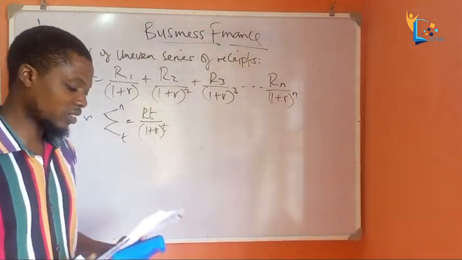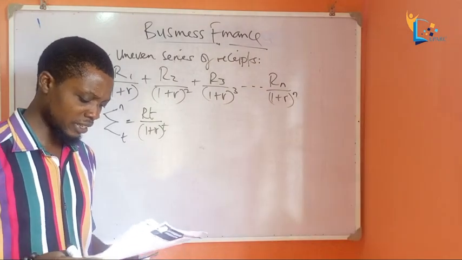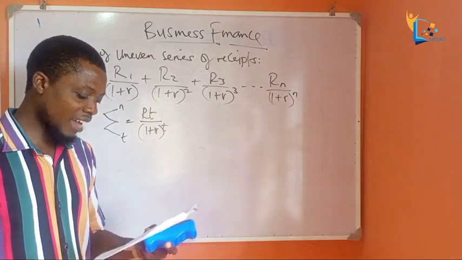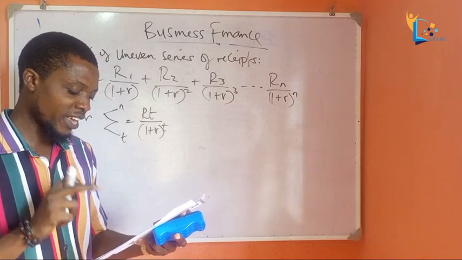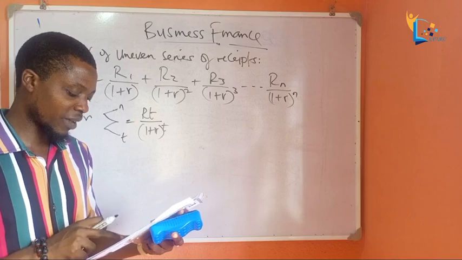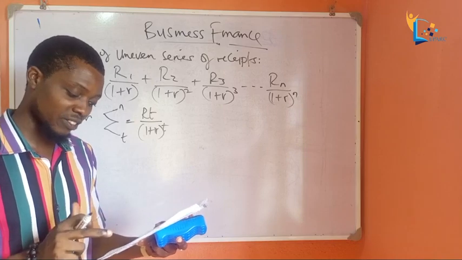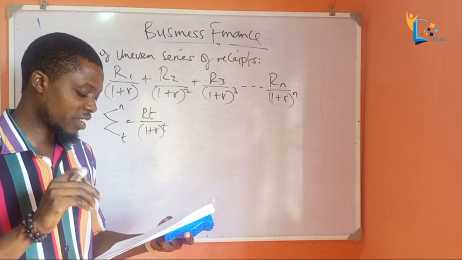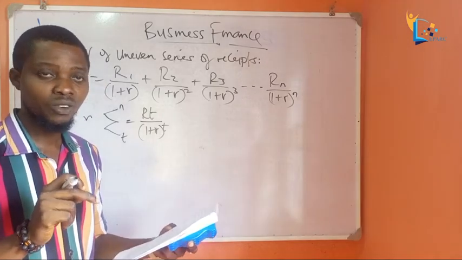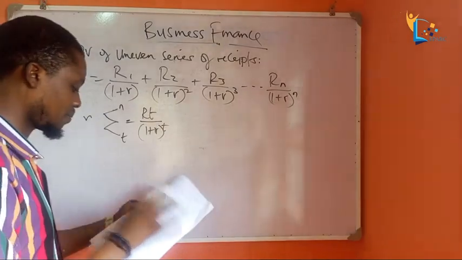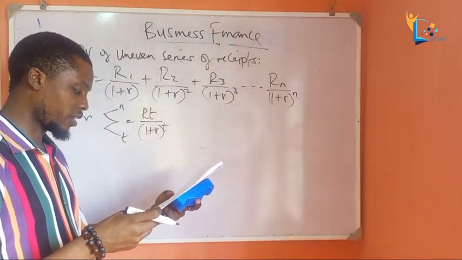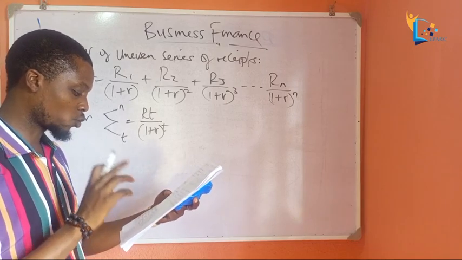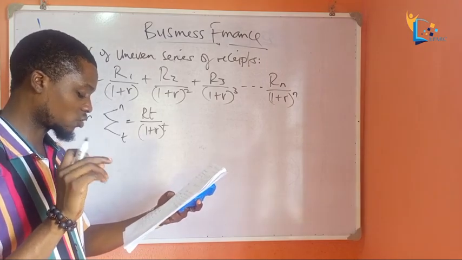Now we are going to solve the question. It says an investor in E Plus PLC has the opportunity of receiving 500 naira, 800 naira, and 1000 naira respectively at the end of 1 through 3 years. Find the present value of this stream of uneven cash flow if the interest rate is 10%. So our R values here are the streams of income, 500, 800, and 1000, for years 1 to 3. The interest rate is 10%.